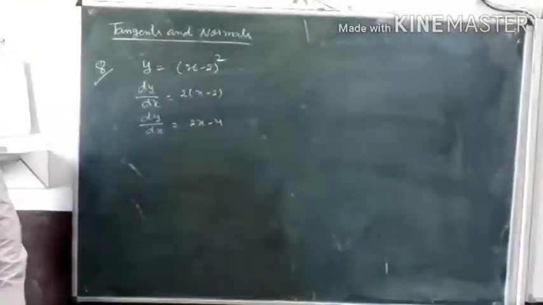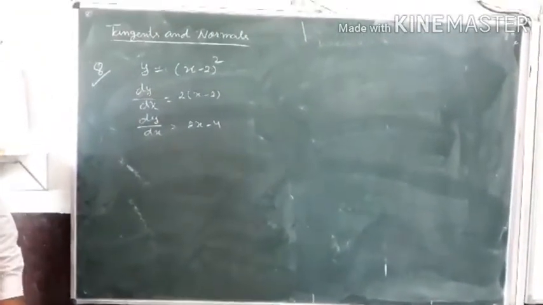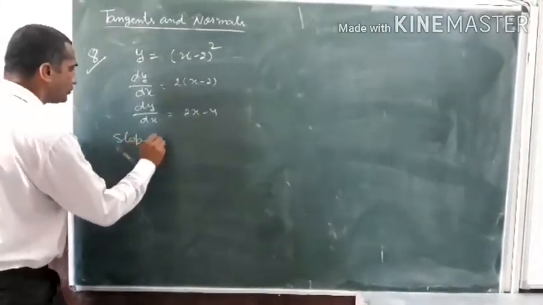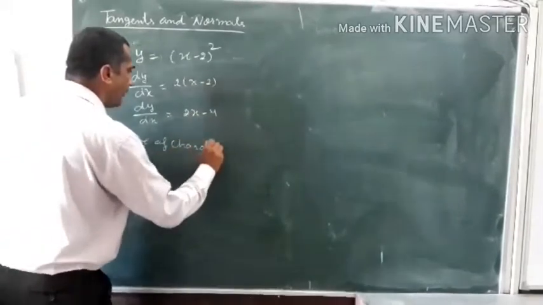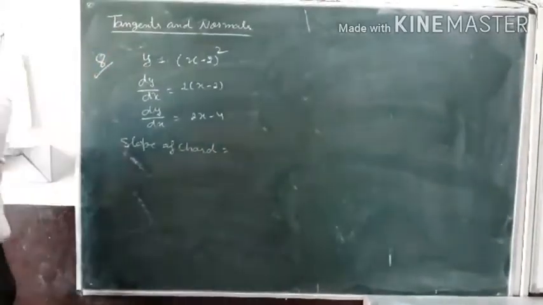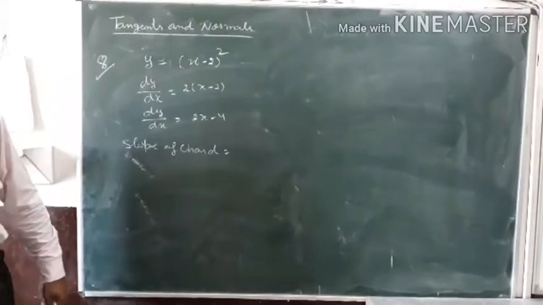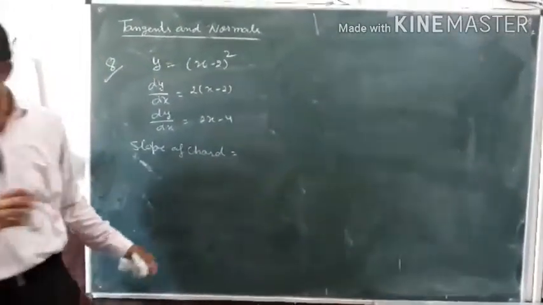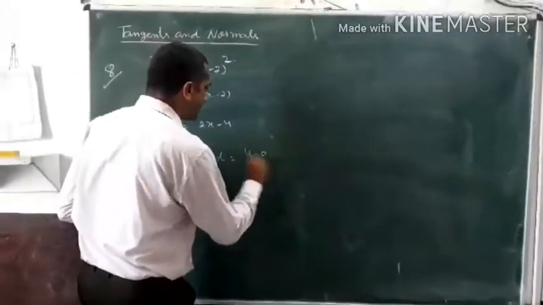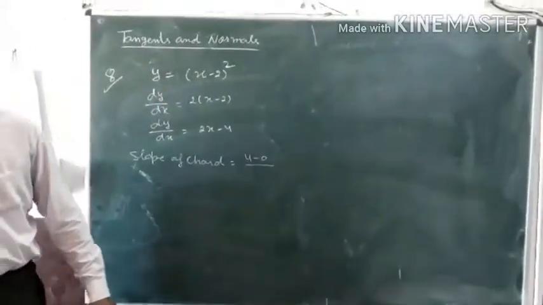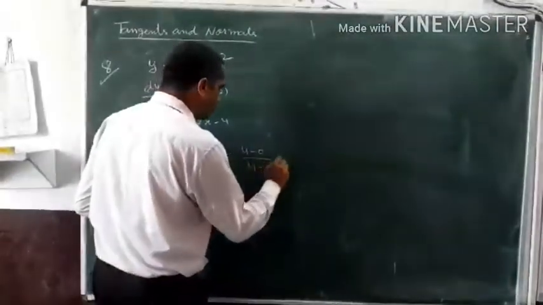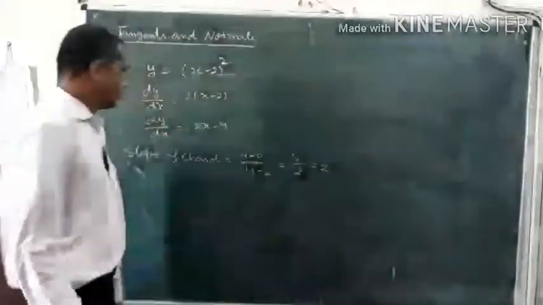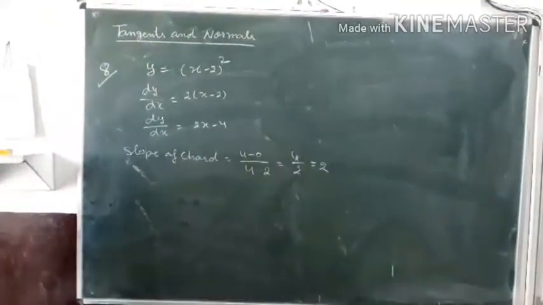So next, the points are given for the chord, so the slope of the chord. You are given only these 2 points, so you know the two-point formula, that is (y2 minus y1) over (x2 minus x1). So it will be 4 minus 0 over 4 minus 2. It will be 4 over 2 is equal to 2. So the slope of the chord is equal to 2.